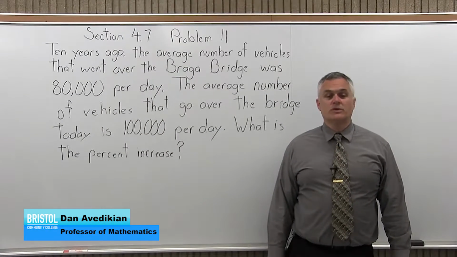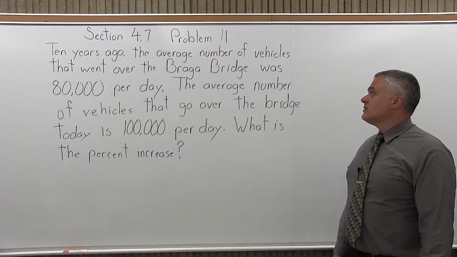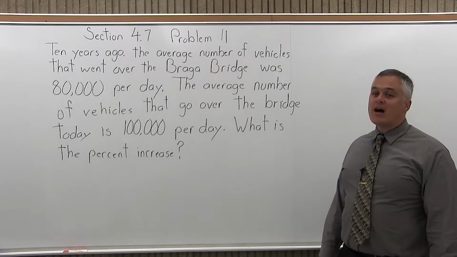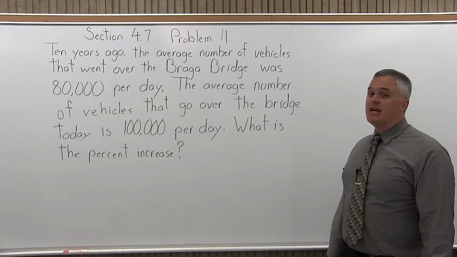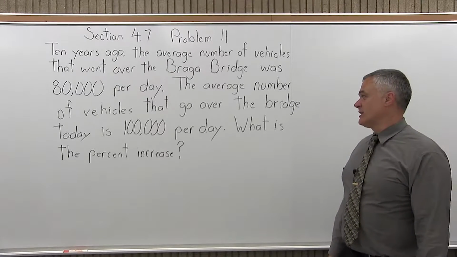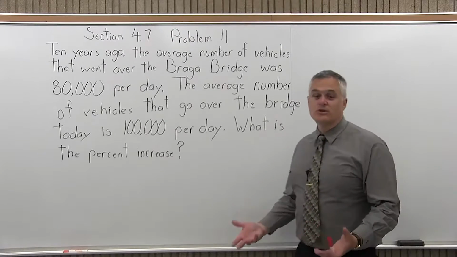This is Section 4.7, Problem 11. It says 10 years ago, the average number of vehicles that went over the Braga Bridge was 80,000 per day. The average number of vehicles that go over the bridge today is 100,000 per day. What is the percent increase? So there is an increase. What is the percent increase?